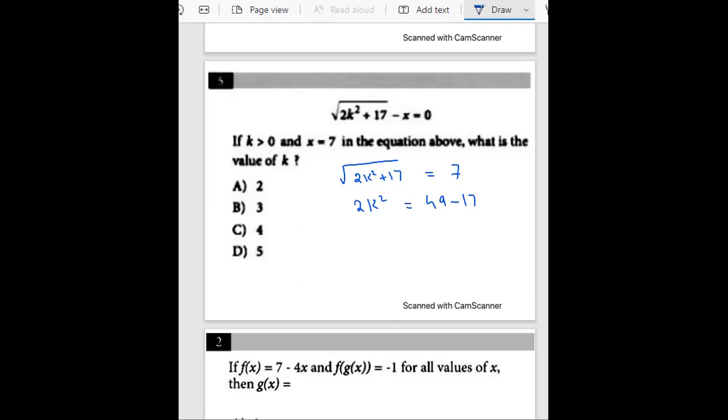And 2k square would be 49 minus 17, which is 32. 32 divided by 2, this would be 16. So k would be easy, right? Under root 16, that is 4. So this would be the answer, right? Yes, ma'am. And that is the only choice. Like I don't have -4 here. That is why I just choose 4.